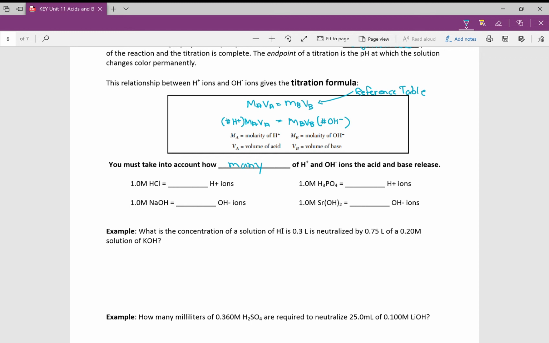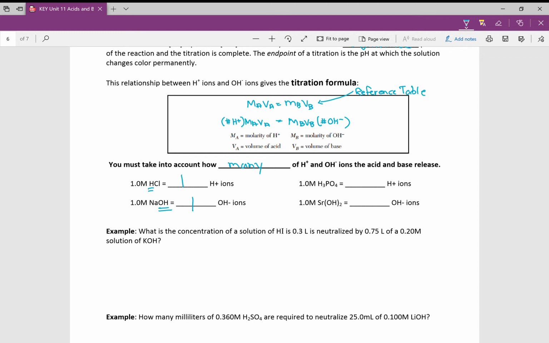So in this first example, you will see we have a 1 molar hydrochloric acid solution. In hydrochloric acid, there's only one hydrogen ion, so we would just multiply its side by 1. Same thing if I have 1 molar sodium hydroxide, there's just one hydroxide ion there.